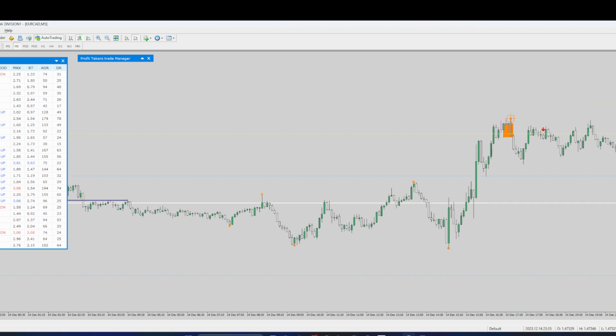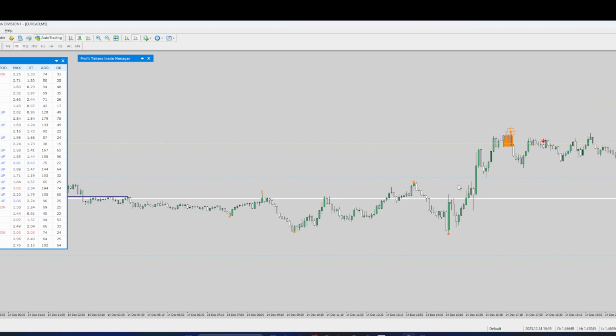All right. We had the break in structure here. And then we had this break. Boom. And then you had your entry at the blue tracer. Okay. That's the safe entry.